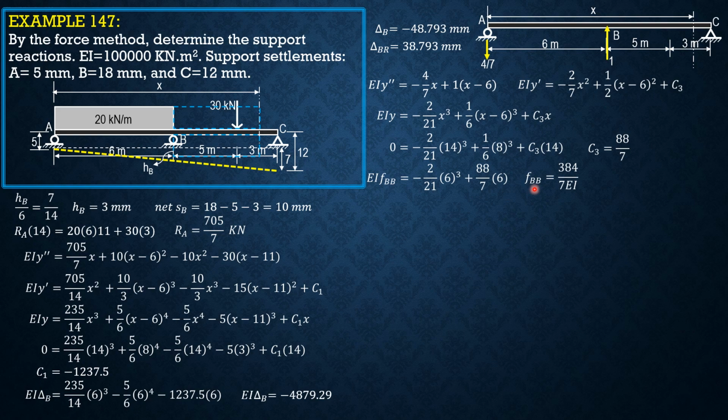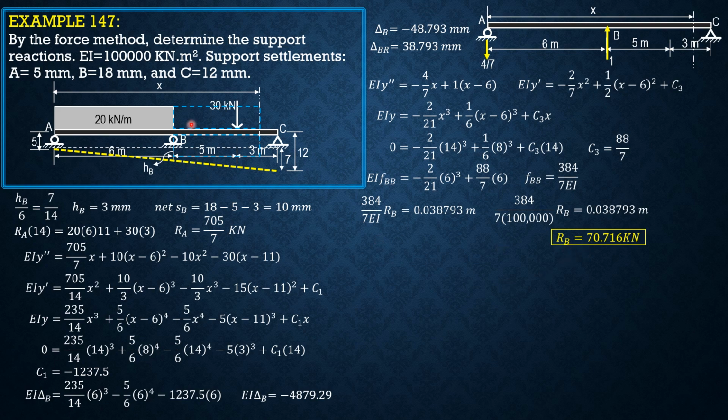The compatibility equation is FBB RB plus delta B net, which is negative, equals 0. Or simply FBB times RB equals 38.793, but we must convert that to meter. So FBB RB equals 0.038793 meter. 38.793 mm is 0.038793 meter to be consistent. So substitute EI equals 100,000, so 384 over 7 times 100,000 times RB equals 0.038793. So we can now solve RB, which is 70.716 kilonewtons, and that's the answer also in example 159 by the three-moment equation, which is also a force method, but the more direct and shorter way.